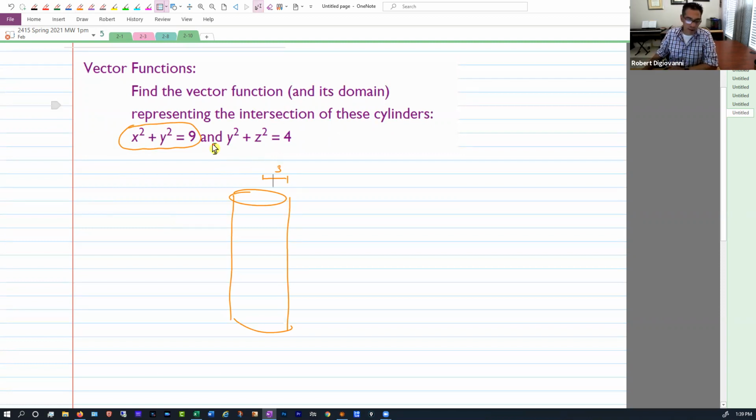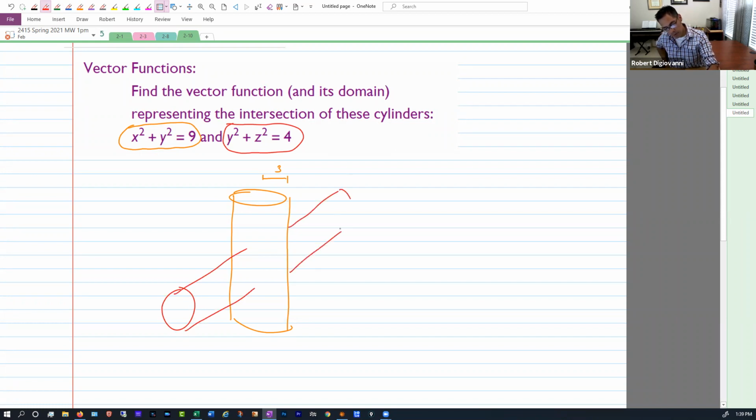Now, Maribel, how about this second one? Still a cylinder, right? Which axis does it go down? The x-axis. So it's like this. Like that, right? Something like that. And it has a smaller radius. It has a radius of 2.